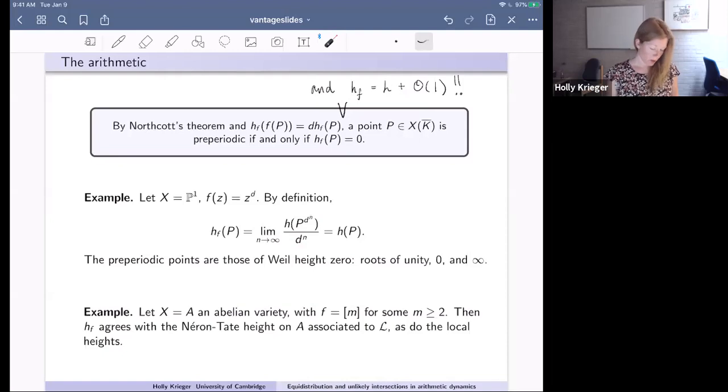Okay. So the pre-periodic points then are exactly the points which have naive height zero, i.e. the roots of unity, zero, and infinity. Which is good because those are in fact the pre-periodic points for this powering map.